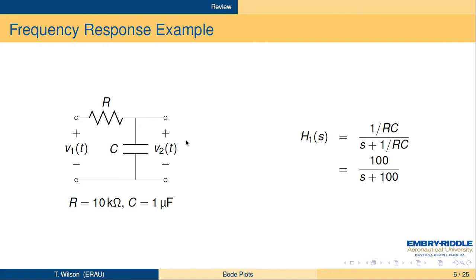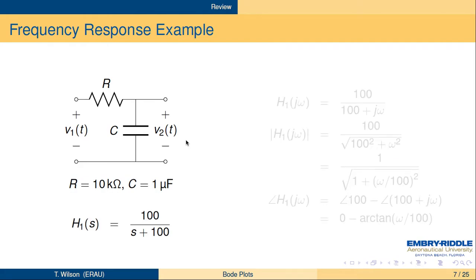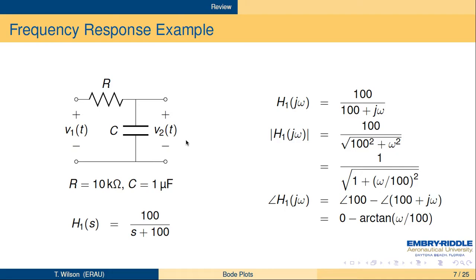Since we've usually been using R of 1 k ohm and C of 1 microfarad, but now the resistance is 10 times as big, and that makes 1 over RC 10 times as small. So we get 100 over s plus 100. So we can look at the frequency response here by plugging in j omega. The magnitude would be the magnitude of the numerator divided by the magnitude of the denominator. The magnitude of the denominator is the square root of 100 squared plus omega squared. And we can factor the 100 out of both numerator and denominator to get 1 over the square root of 1 plus omega over 100 squared.